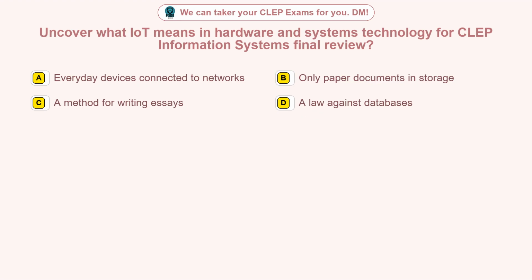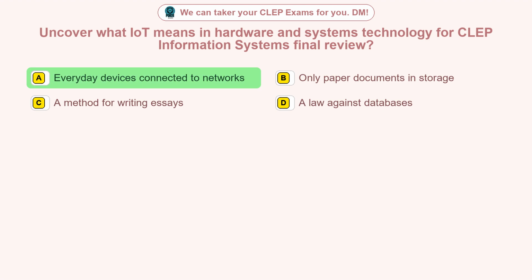Question 62. Uncover what IoT means in hardware and systems technology for CLEP Information Systems final review. Option A. Everyday devices connected to networks. Option B. Only paper documents in storage. Option C. A method for writing essays. Option D. A law against databases. The correct answer is option A.